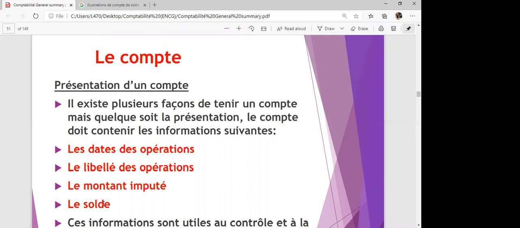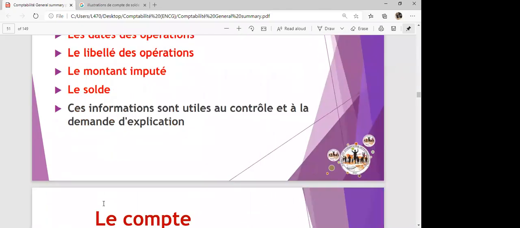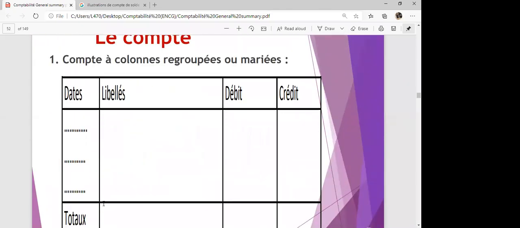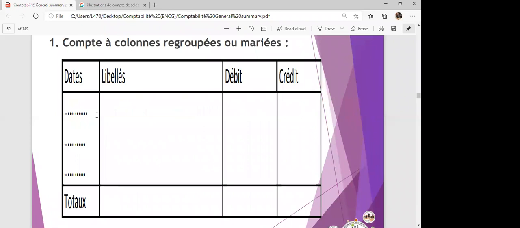Okay, hold up, let me give you a proper example. Back to this. Let's say this is filled up with transactions, and on my debit side, I have a total of 10,000 dirhams. And on my credit side, I have a total of 7,000. So le solde is the difference between the two totals. But what you write on the total line is the greatest amount between the two. So in this case, 10,000.